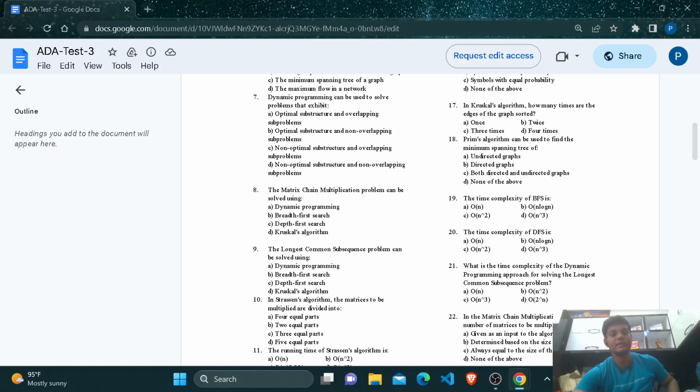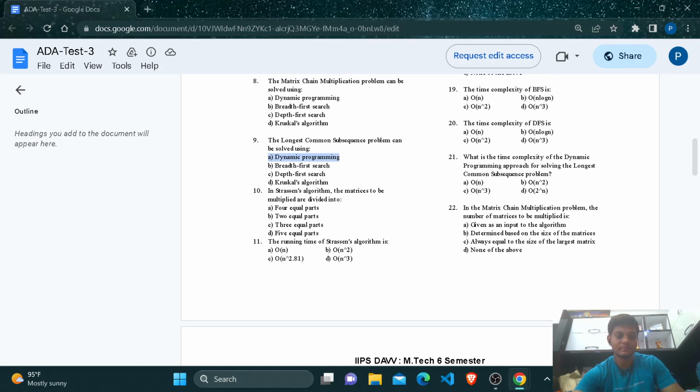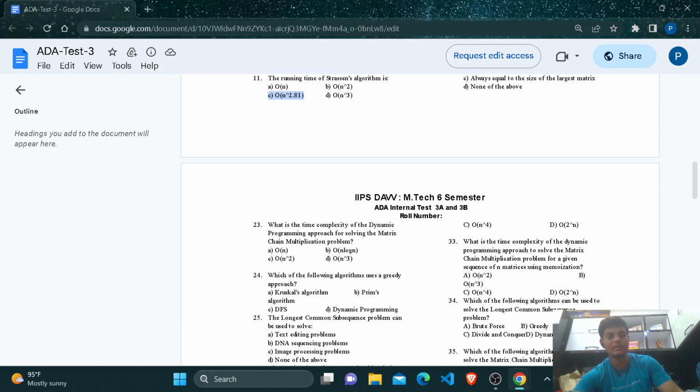Ninth question is about LCS, the longest common subsequence problem can be solved using dynamic programming only. So yeah, it's also option A. In Strassen's algorithm, the matrices to be multiplied are divided into two equal parts. 11th question is the running time of Strassen's algorithm is, so yeah, its answer is n power 2.81. Moving on to the next question.